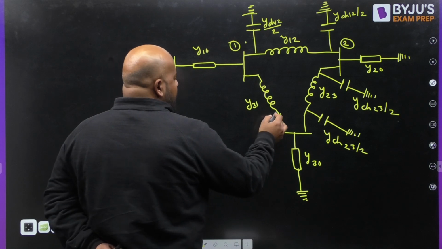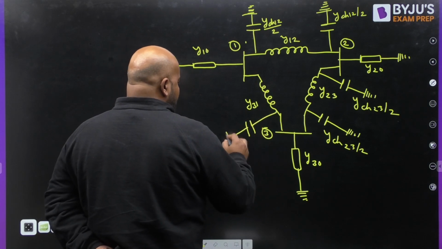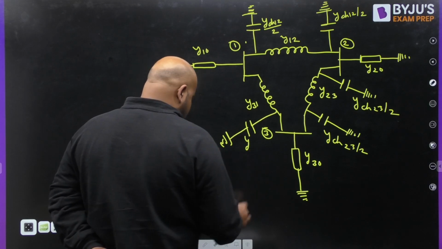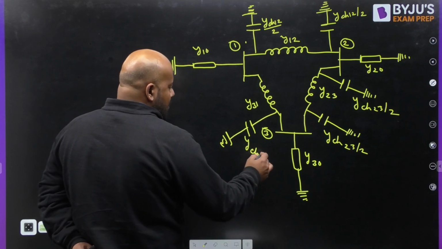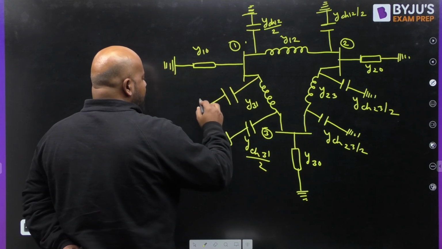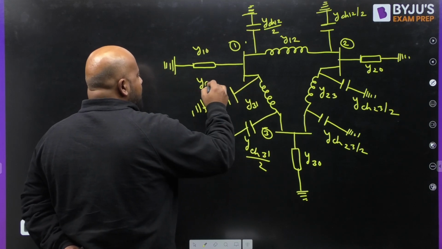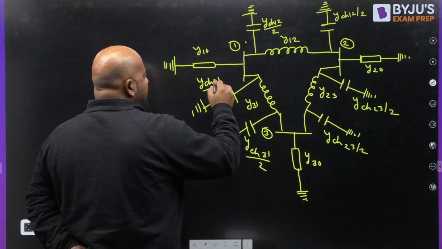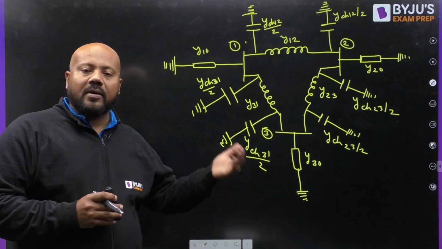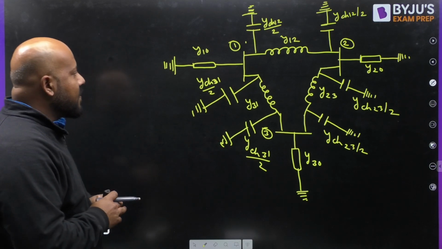Similarly, for line 3 to 1 also, you will have Y charging 3 to 1 divided by 2. Similarly, here also you will have Y charging 3 to 1 divided by 2. And I am again repeating, there is no difference whether you write 3 to 1 or 1 to 3. These are the same things.